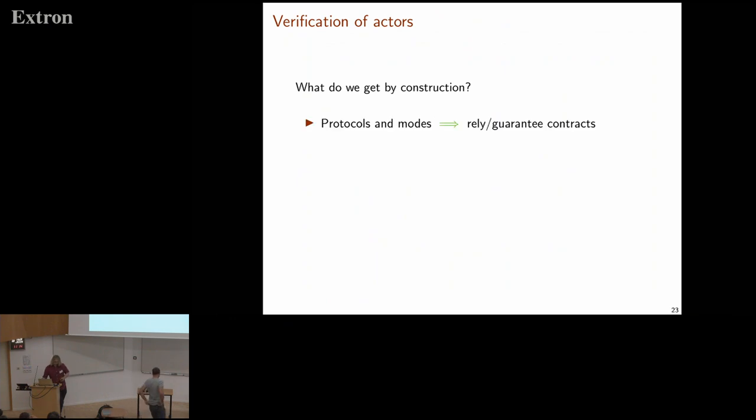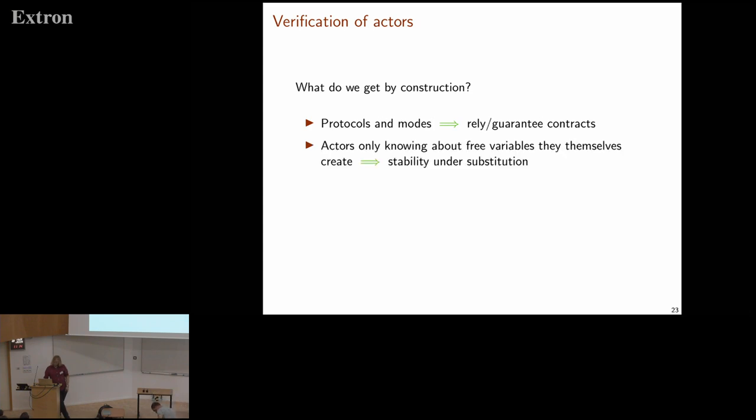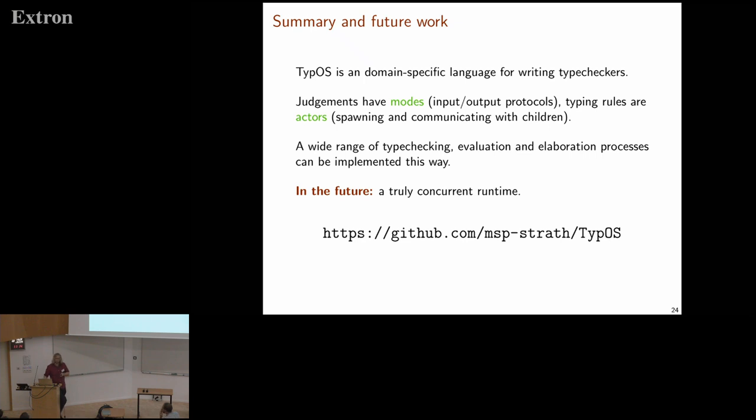So what do we get by construction? Well, from the protocols, we get these rely-guarantee contracts that we do the right thing. The fact that actors only know the variables they create means that everything is stable under substitution by construction. The fact that we have schematic variables that have binding sites means that we don't escape the scopes, like we have said, and we get many more things. So in the future, we'd like to see what more interesting properties we can get by construction. But I think it's time I stop here, so thank you.